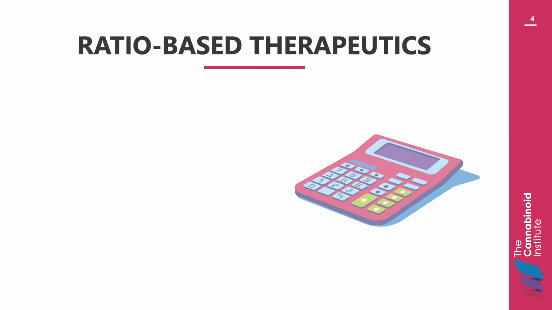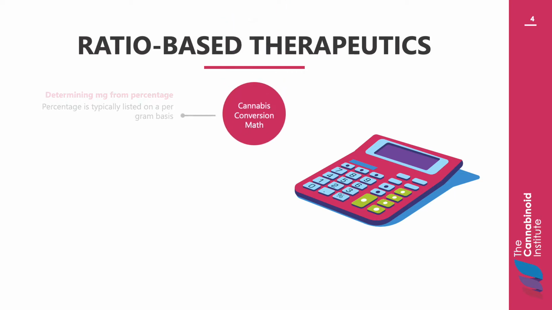The labeling of cannabis medications by ratio and percentage can be confusing to both patients and clinicians who are used to dosing medication by milligram strength. It is important to understand how to convert these conventional labelings into a form that is easily understood by patients and clinicians. To determine milligram strength from percentage, the percentage is typically listed on a per gram basis.